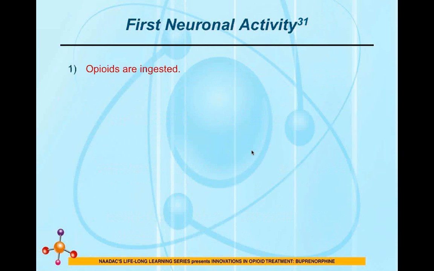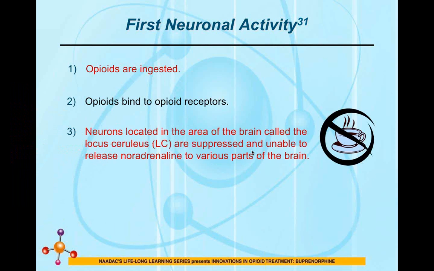So starting off with our first neuronal activity, just thinking about the first pathway right here. The first thing that obviously has to happen is opioids have to be ingested to trigger this cycle. The second thing that happens is naturally they bind to those opioid receptors. And then here's something that's really interesting. What we know is that when opioids bind to opioid receptors, the next thing that happens is that the neurons located in a certain part of the brain, we'll just call it LC for short, are suppressed, and they're unable to release the noradrenaline to various parts of the brain. So you can see that little icon on the right-hand side where it has a big line drawn through the coffee cup, because that means noradrenaline is being suppressed, and so all of the activities necessary to maintain wakefulness are being suppressed, and so the person is not as awake.